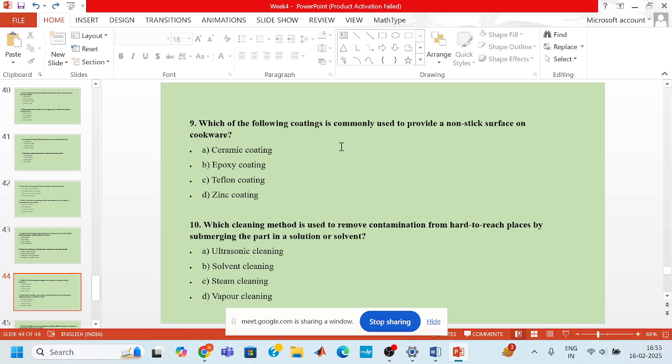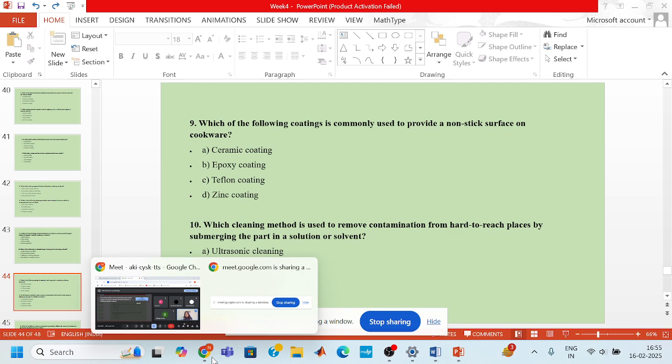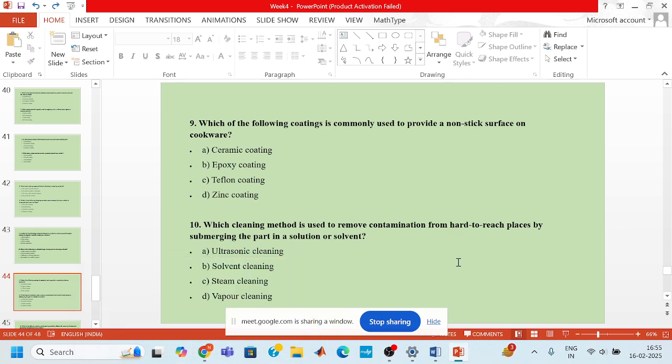The correct option of question number 9 is C, Teflon coating, not ceramic coating. Now, what could be the correct answer of question number 10? The correct answer is solvent cleaning. This is the method which is used to remove the contamination by submerging the part in the solution.